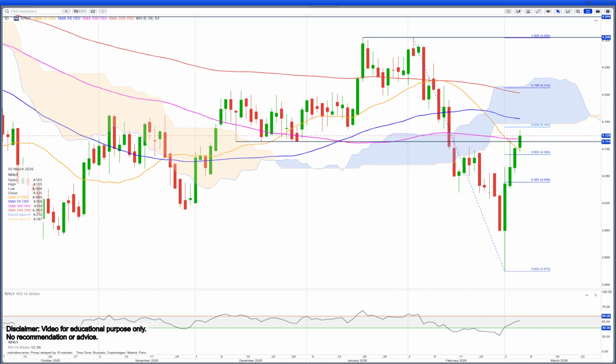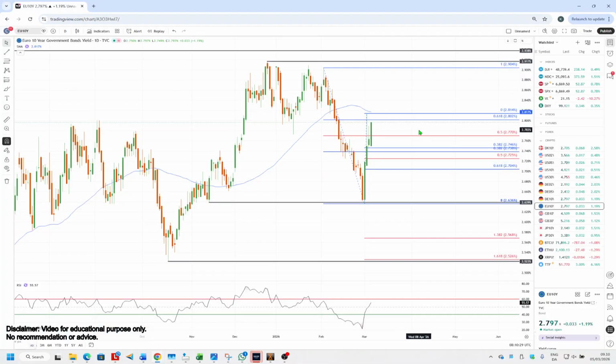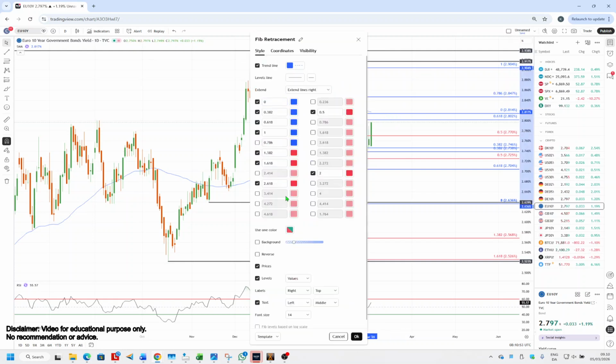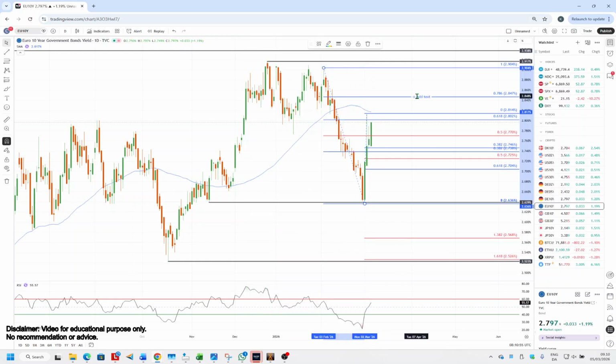The European yields are also very volatile. Here we have the EU 10-year, which spiked up to just above the 61.8 retracement of this sell-off, or this drop. It has set back a little bit, but now it's having another go. And if it pushes above the peak there, 2.80, then there's potential up to 2.85.